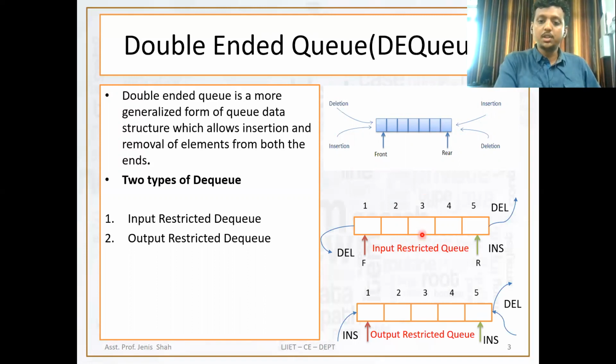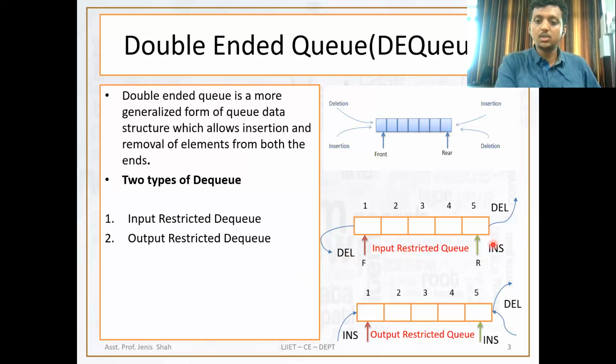And in input restricted DEQUE, insertion is not allowed at one end. At any one end, insertion is not allowed. So see, I'm just cutting down the insertion from here. From here, you can insert, and you can delete from this end also. Again, in output restricted DEQUE, you can insert, but you cannot delete from this end. So anything one is stopped. You can delete from this end, you can insert from this end. So in input restricted DEQUE, insertion will not occur at one end.